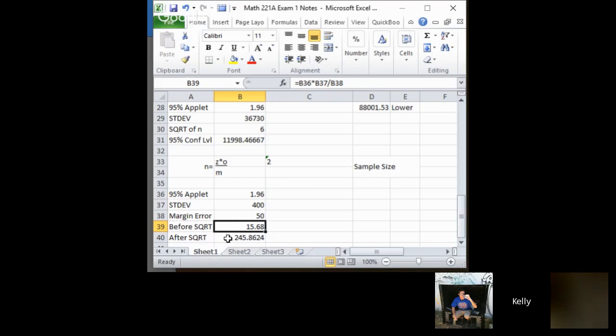And then I got to find that. So I got to find how it squares. So it's literally just it times itself. So that is what I put down. And so that's how I came up with the 246, because we have to round it up.